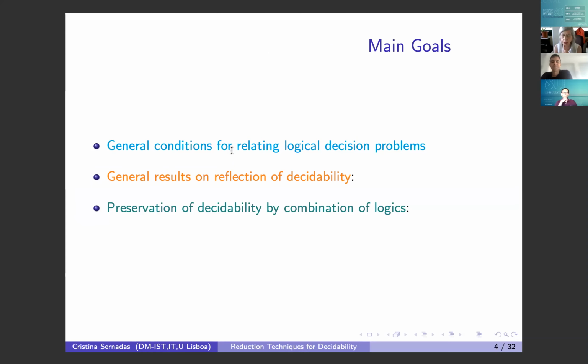So what are the main goals? I could say that we had three in mind. The first one was to provide general conditions in which we can relate logical decision problems. So I have something about satisfiability and I want to conclude something about validity and things like that. The other is I want to understand better when I can reflect decidability. What does it mean? I know that something is decidable and now I have a reduction of some problem to that one, and I want to know if the problem I started with is also decidable. And I'm also interested in the combination of logics. And of course, I will point out where combination appears in the things that I'm going to talk about.